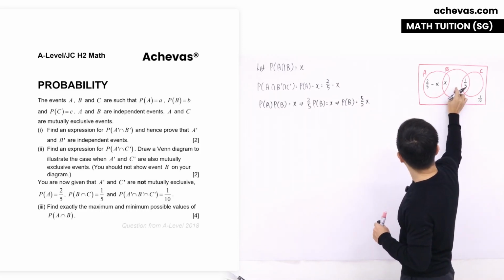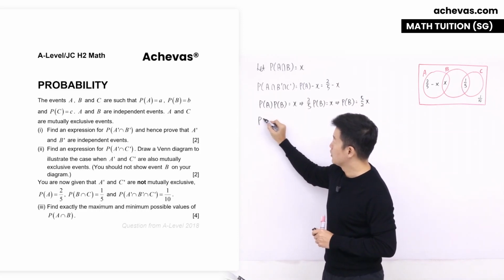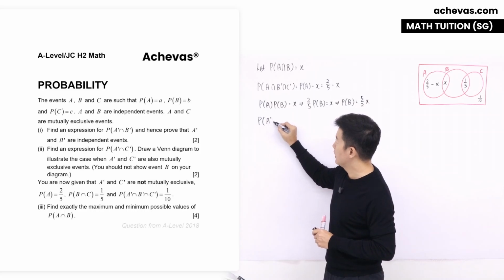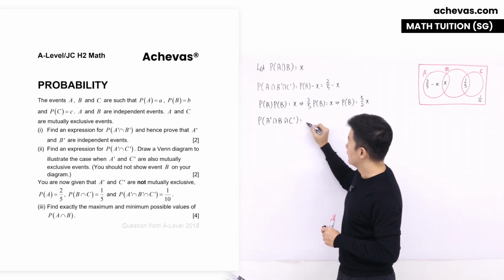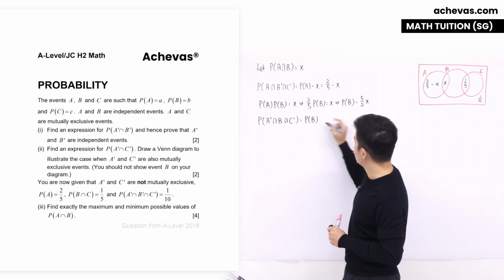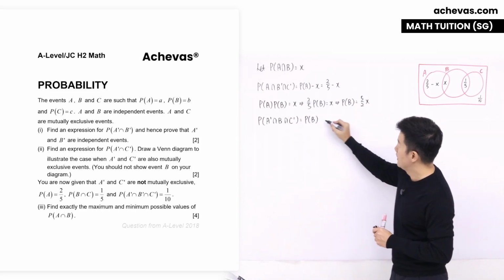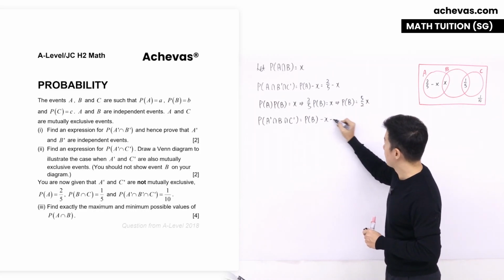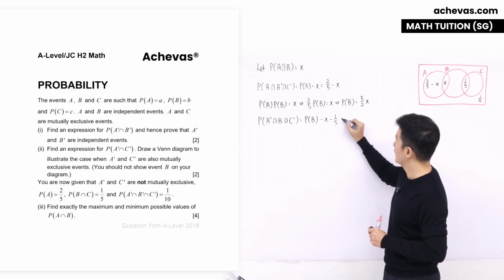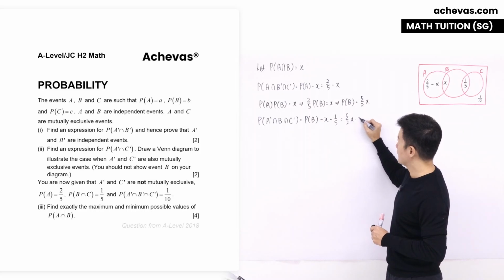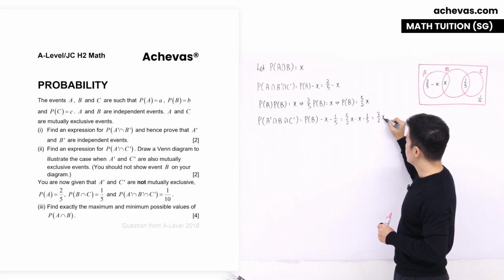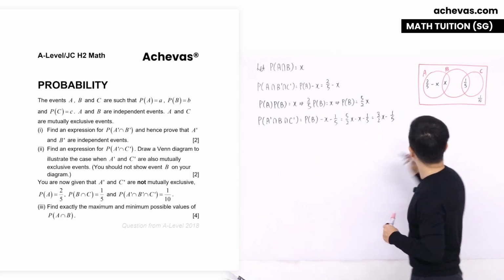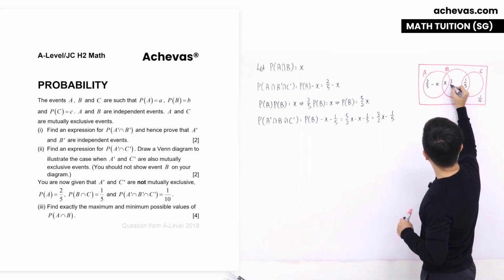And with this, let's try to find this region. And this region will be the probability of A prime intersect B intersect C prime. And this will be the probability of B, which we have just found in terms of X, minus away X, minus away 1 over 5. So it will be 5 over 2 X minus X minus 1 over 5. And this is equal to 3 over 2 X minus 1 over 5. I'm going to write it down here. So we have 3 over 2 X minus 1 over 5.